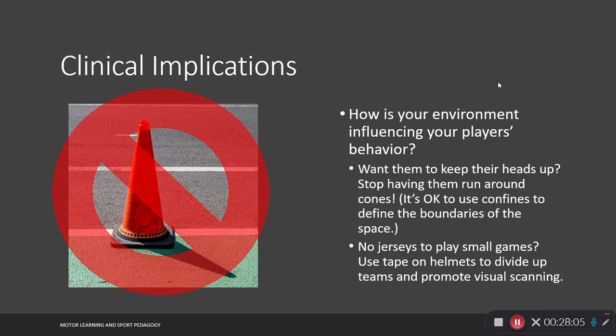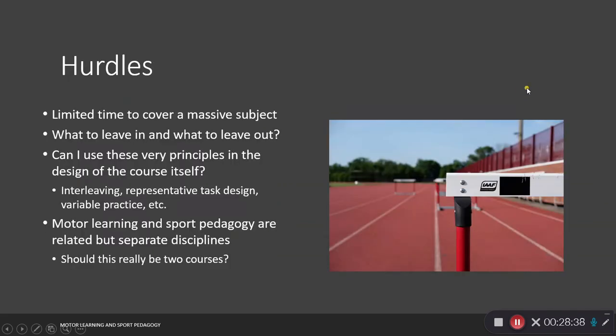I would say cones can be useful if we're playing a tag game, to define the space, but having players simply move around cones the way they would an opponent, have them use an opponent rather than a cone. And so for a constraint, let's say we want to encourage players to keep their head up. In ice hockey, rather than having players wear jerseys in a small area game, using tape on the helmets to define what team they're on, because now they have to keep their head up and scan the ice with their eyes in order to see who's on their team and who isn't. Simply by manipulating that constraint in their environment, I've now changed their behavior.